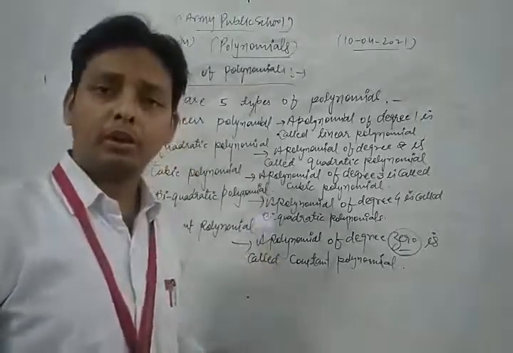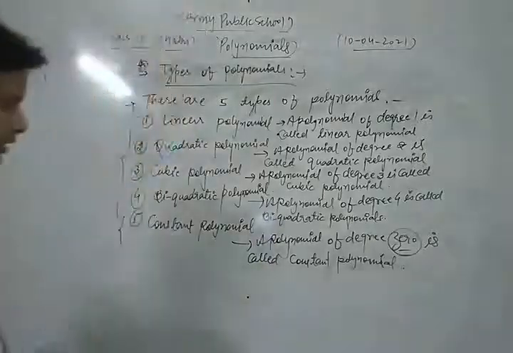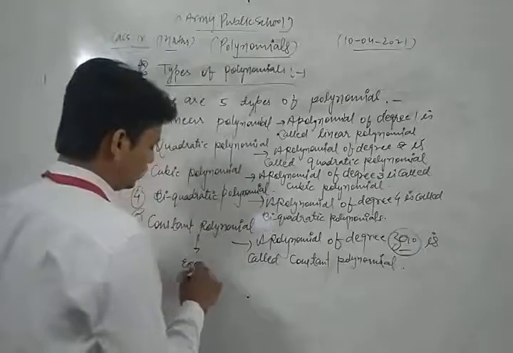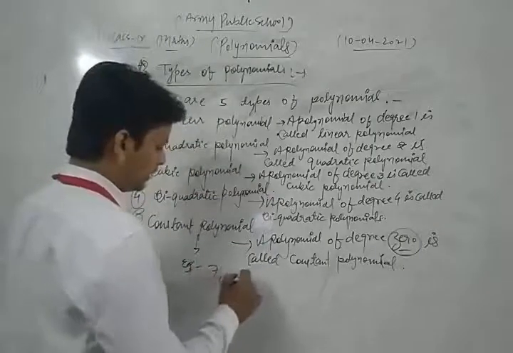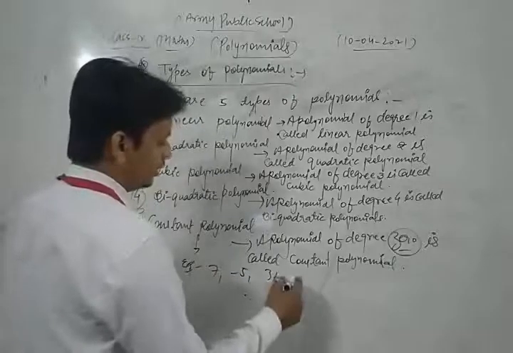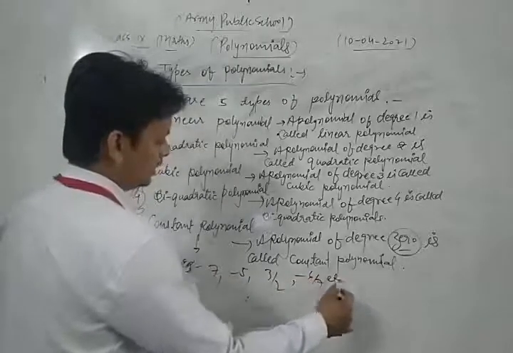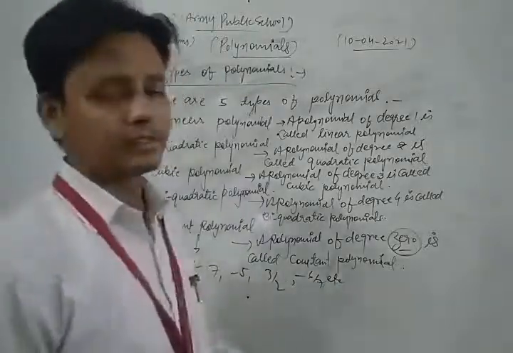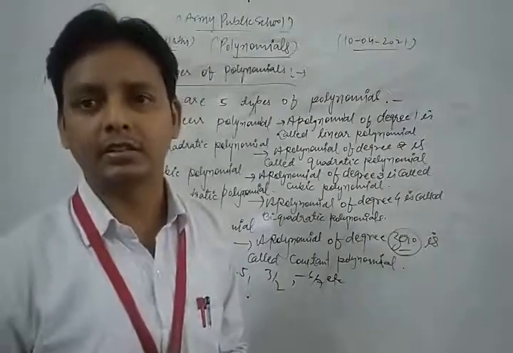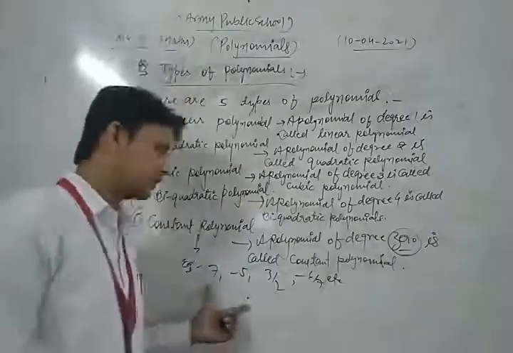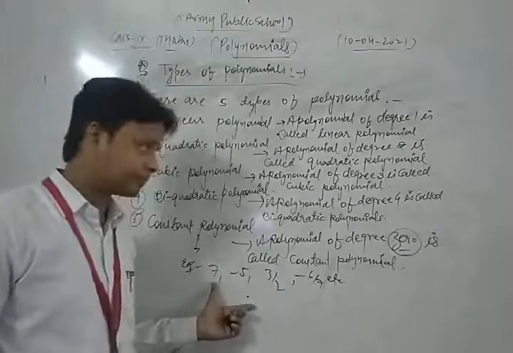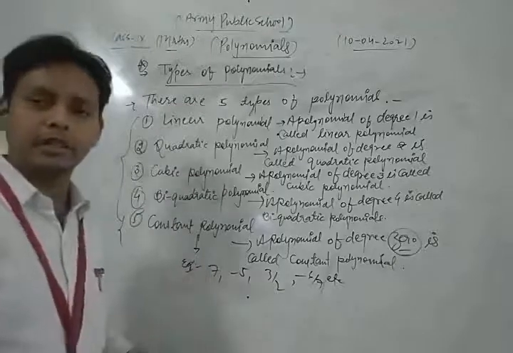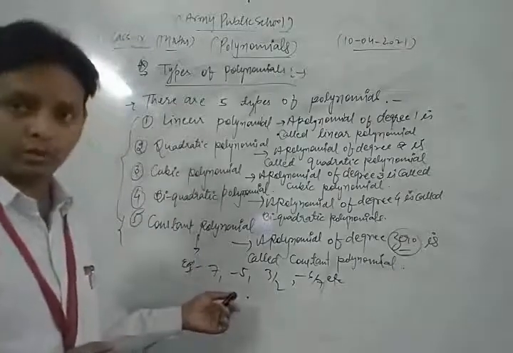What is a constant polynomial? A polynomial of degree 0. Suppose we take the example of constant polynomial: we write 7, minus 5, 3 by 2, minus 6 by 7, etc. All are constant polynomials, because in each term it does not contain any variable x and its power. Now we take some examples based on each polynomial. This is the example of constant polynomial.